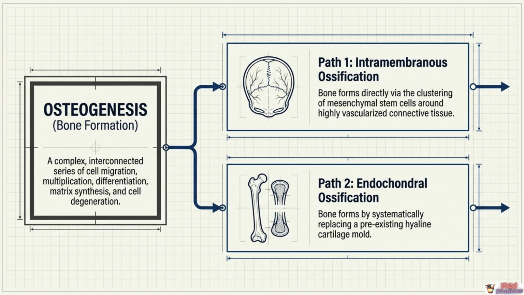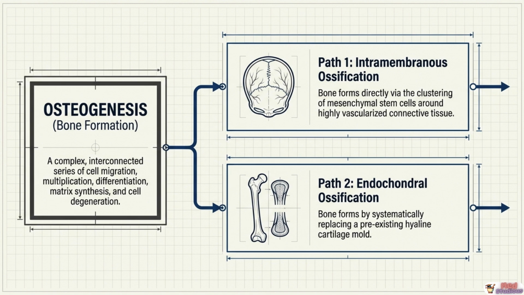In this pathway, bone forms directly. Mesenchymal stem cells cluster together within a highly vascularized connective tissue environment and differentiate directly into bone-producing cells without any intermediate template. This is the pathway used to form the flat bones of the body: the skull, the mandible, parts of the clavicle, and the ribs.